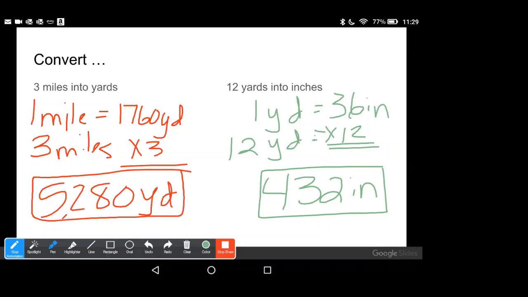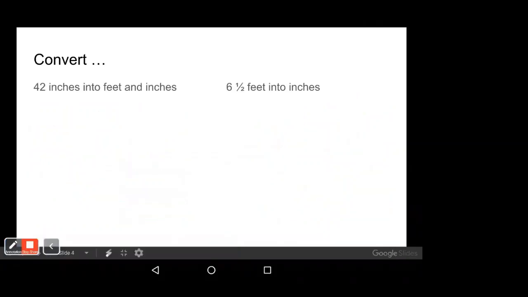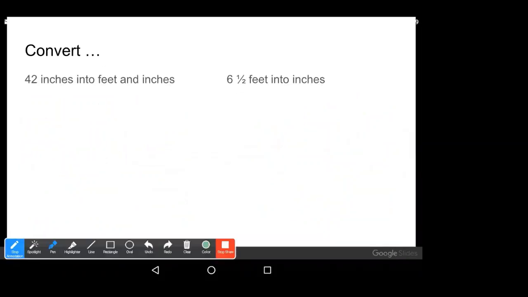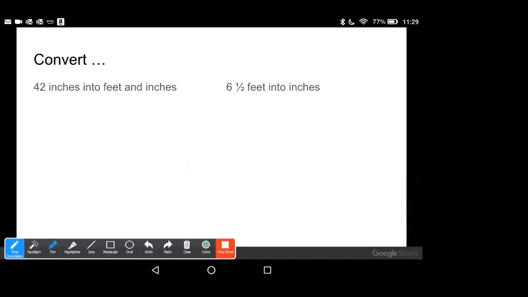Okay, let's do some more. Okay, 42 inches into feet and inches. And notice I said feet and inches. Your workbook's going to say the same thing, because it's not exact. 42 is not divisible by 12, so it's not going to be a perfect foot. You're going to have so many feet plus so many inches.